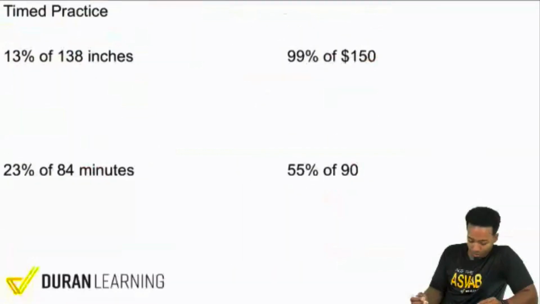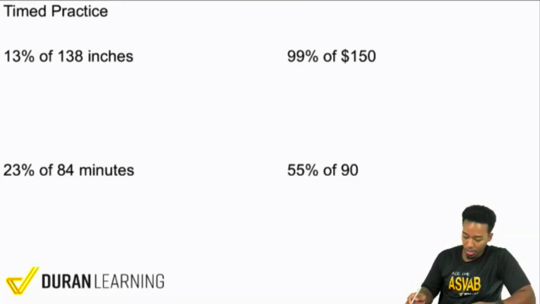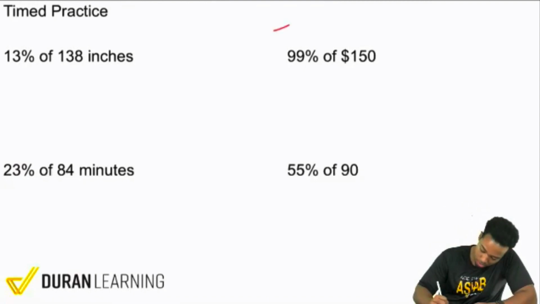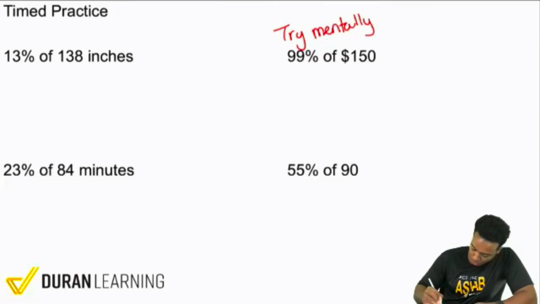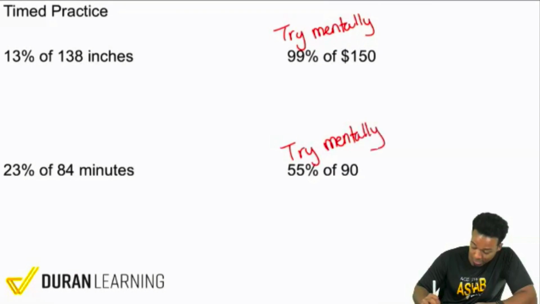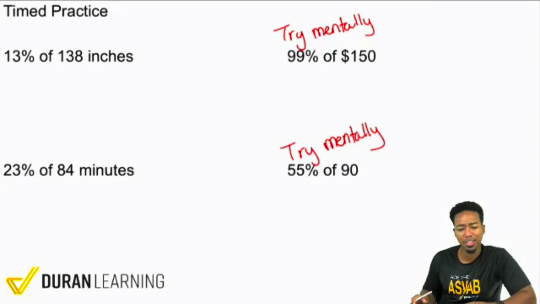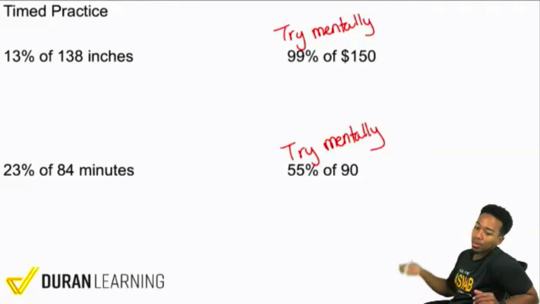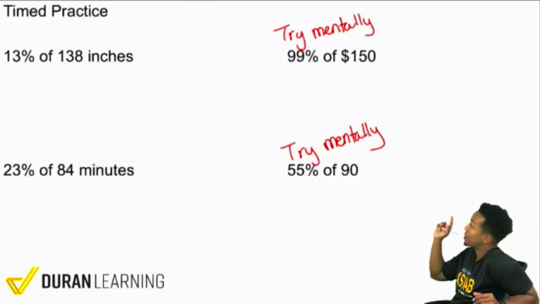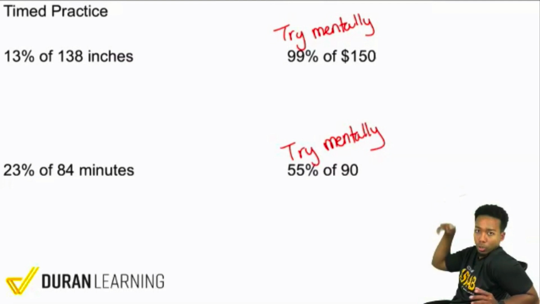So with that, let's take a look at this here. Now, I'm looking at a couple of these, and I really want you to try mental math with this one here. Try this one mentally, and this one mentally. The other two, if you can see how to do them mentally, hey, try them out. But I can guarantee you that the 99% one and the 55% one, these two right here, are doable with mental math.